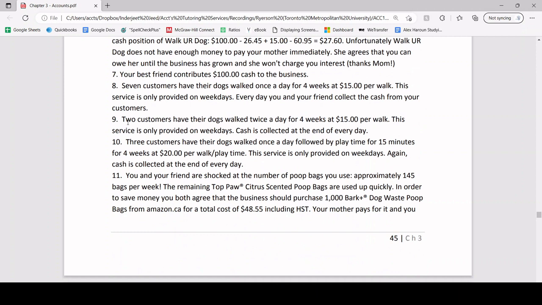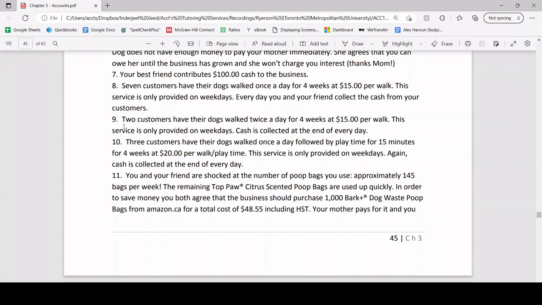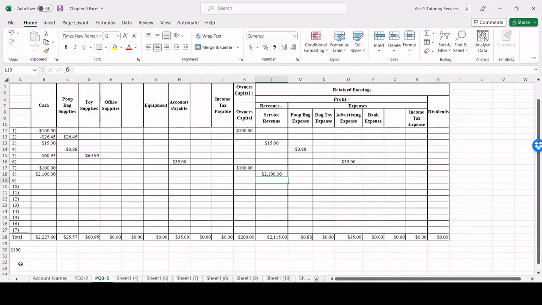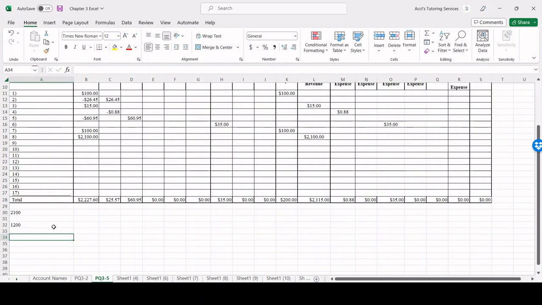All right, transaction number 9. 2 customers have their dogs walked twice a day now for 4 weeks at $15 per walk. This service is only provided on weekdays. Cash is collected at the end of every day now. So 2 customers have their dogs walked twice a day. So we're going to do 2 times 2 for 4 weeks at $15 per walk. So in this calculation, remember 2 customers times 2 walks a day for 4 weeks times $15 times 5 days now. That's 1200. All right, let's further break down this question for the students who still have difficulties.